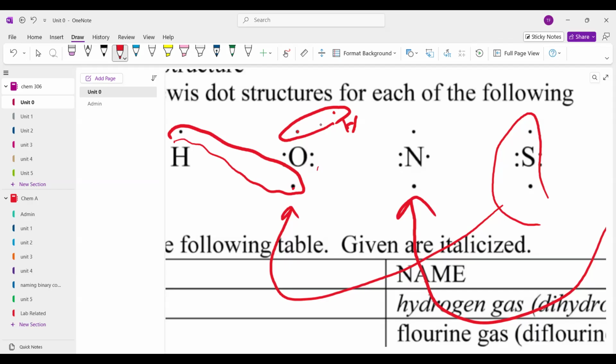So if you've heard of ammonia, the formula for ammonia is NH3. So nitrogen has a pair and 3 singletons, and hydrogen. So this is what ammonia looks like. Got it. Okay, I'm understanding.